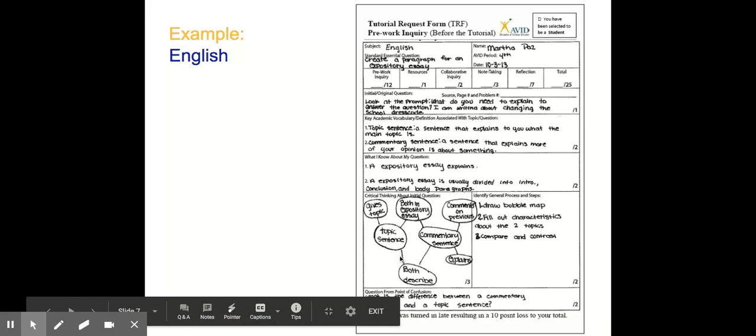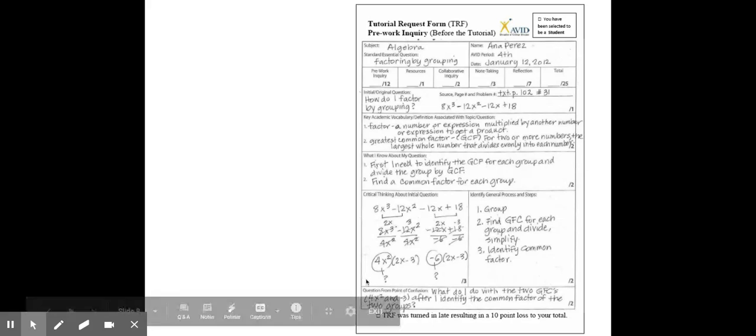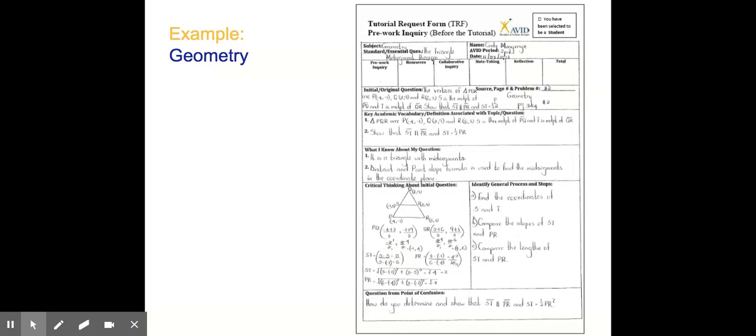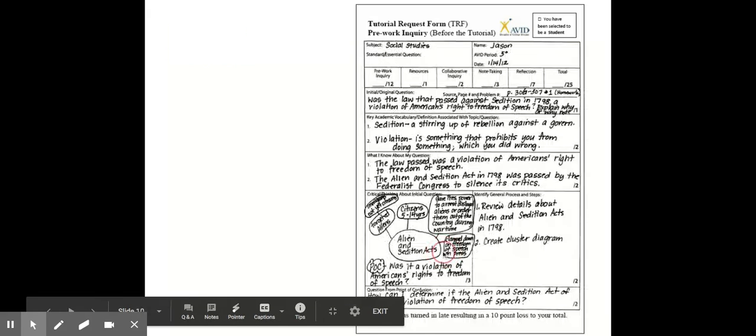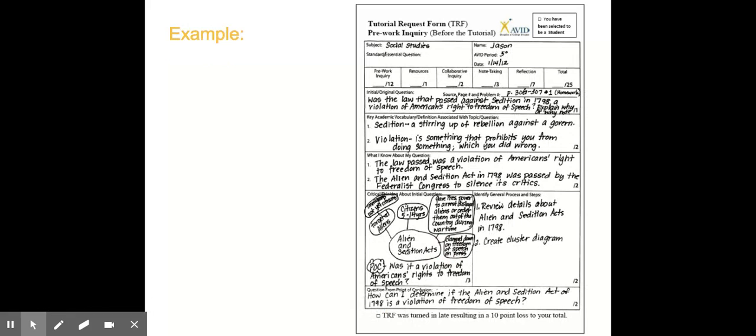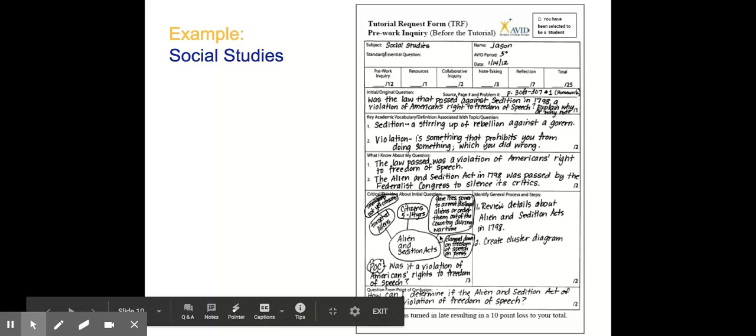All right. So this person made a bubble map. This is for an algebra class. So they have started working out a problem, and then they have got down here to the last part where they got stuck. Okay. Geometry, same thing. You can see, like I said, for math, it's a lot easier to do. Social studies, so they made a bubble map here. So they're talking about the Alien and Sedition Acts, and then what are some key characteristics of it, and then they've gone off from there.